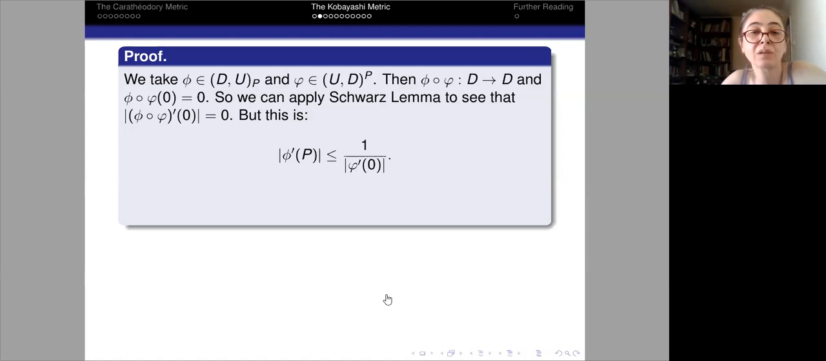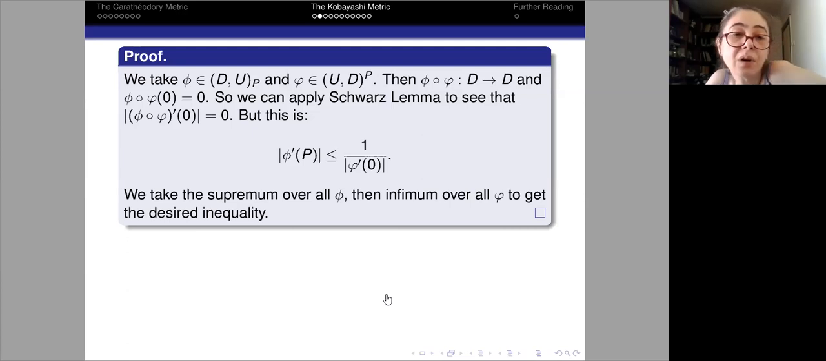this is the same thing as the magnitude of phi prime at p being less than or equal to 1 over the magnitude of psi prime at the point 0. You take the supremum over all psi, then the infimum over all phi, to get the desired inequality. So there are typos; this should be one.